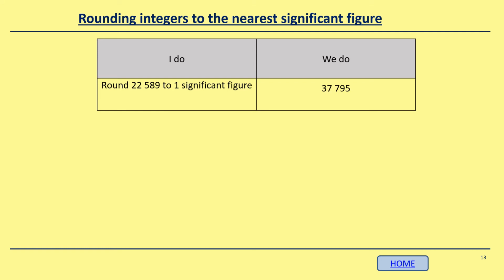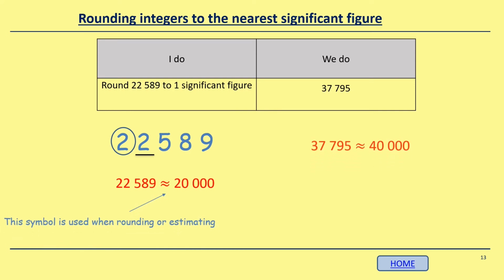22,589 to 1 significant figure. So we need to remember to read the question. We're interested in the 2 and the 2. Because the 2 is less than 5, that means the first 2 will not go up, but it will stick, and the rest of the numbers become zeros, so it's 20,000. Now you have a go with 37,795. Okay, I hope you got 40,000 for that.